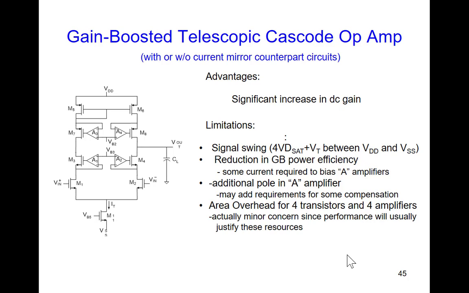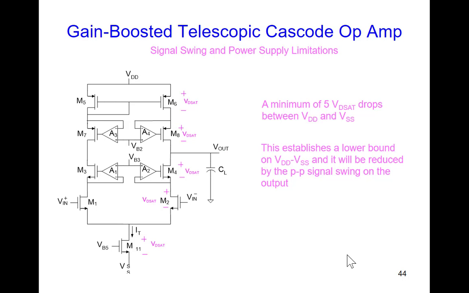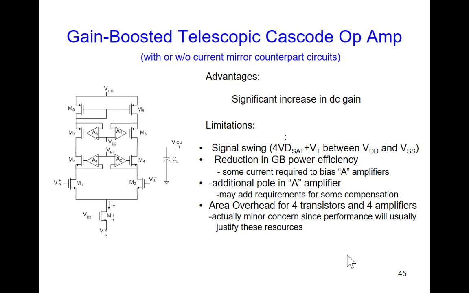Now, if you look at this structure here, the signal swing is even a little bit worse because this voltage here is VDSAT plus the threshold voltage. And that voltage and this voltage will be the same, and consequently this is VDSAT plus a threshold voltage plus four more VDSATs. So our signal swing is limited to VDD minus VSS minus 5 VDSATs minus VTH. So this improvement in gain is at the expense of a modest loss in signal swing.